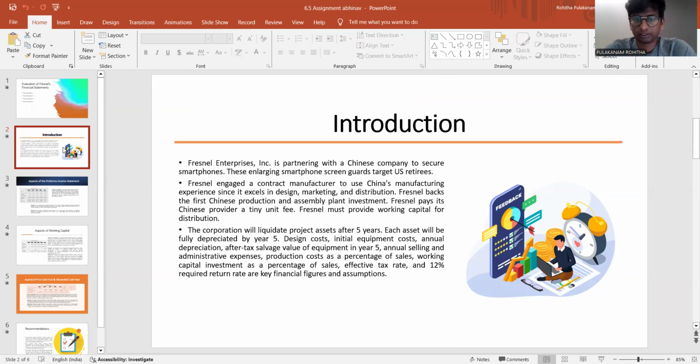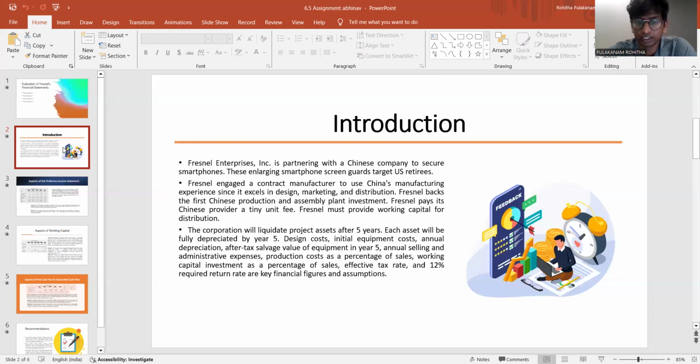They are most probably based on US retirees, and Fresnel engaged a contract manufacturer to use China's manufacturing experience, while Fresnel excels in designing, marketing and distribution. Fresnel must provide working capital for the distribution and the first Chinese production and assembly plant invested in China. This corporation will liquidate project assets after 5 years. Each asset will be fully depreciated by year 5.